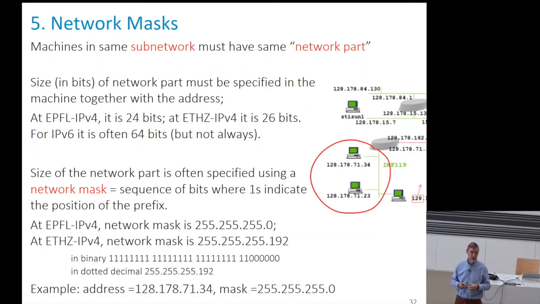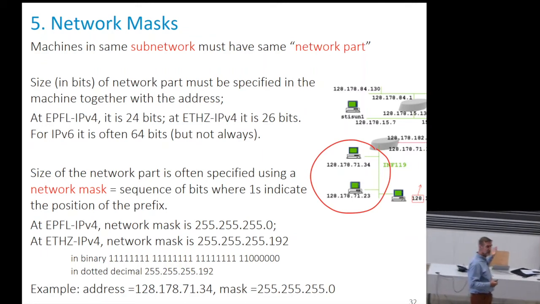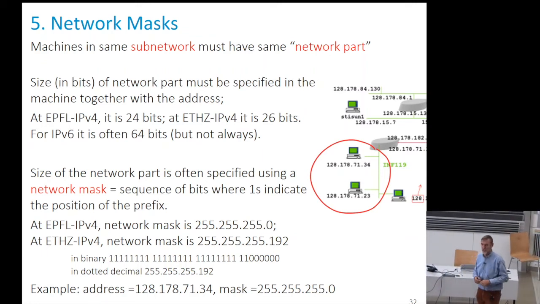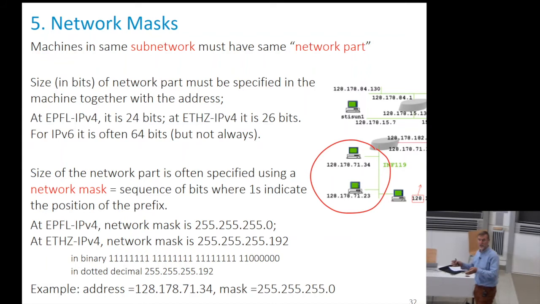So you need to know two things. You need to know what is my subnetwork? How do I know if another destination is in the same subnetwork as me? This is achieved by the network mask. And the other thing you will need to know is what is the address of my router? This is all configuration information that will be needed.